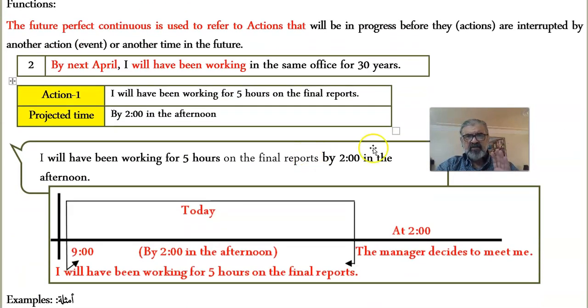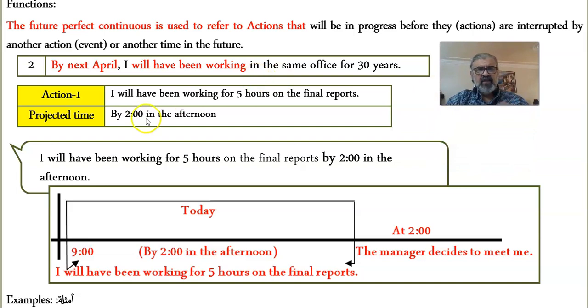Let's take an example. Okay? It's so easy, by the way. All that you have to do is to think of a certain time in the future and relate that time in the future to another time in the past. Like what? If you say by next April, 2021, we are in December 2020.